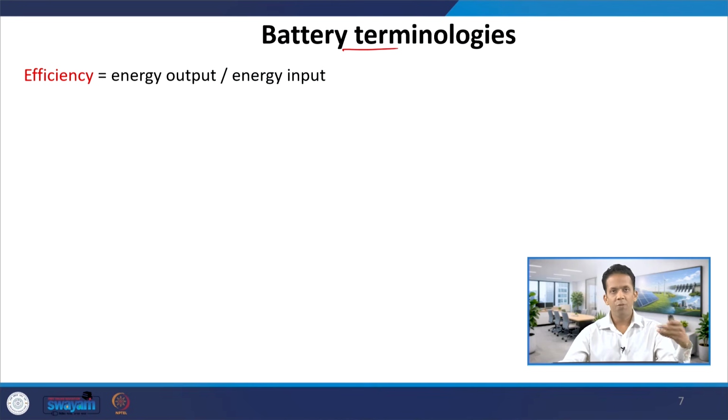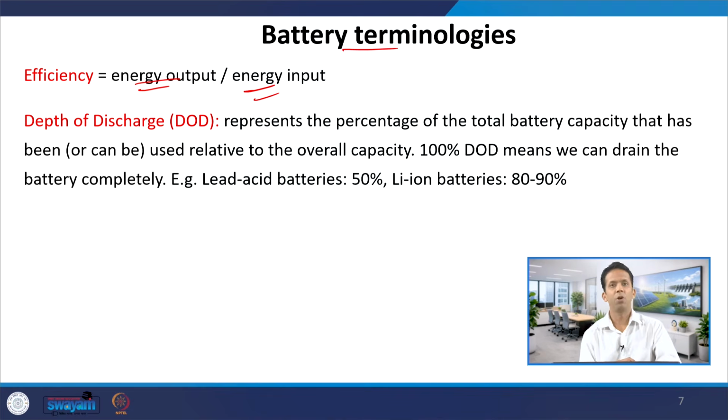So efficiency of a battery, or efficiency of any electrical equipment, would be energy output by energy input. Depth of discharge: if you take the example of a lead acid battery, you might have seen that you keep on filling the liquid, some water-like liquid, every 2 or 3 months when the battery is not working fine. Any battery, even a lithium ion battery, can be discharged only to a certain point to maintain the health of the battery.